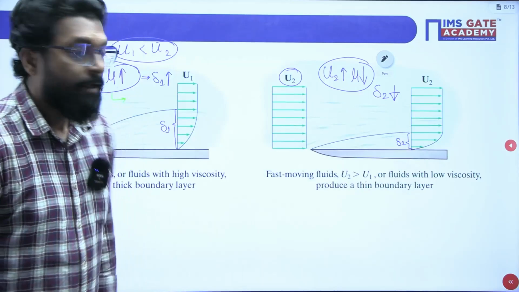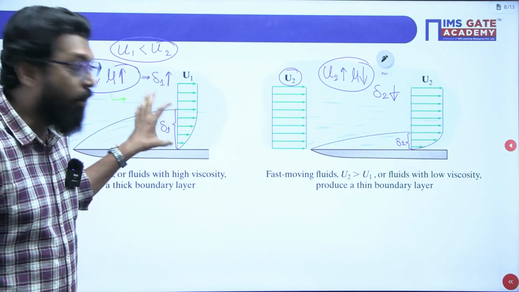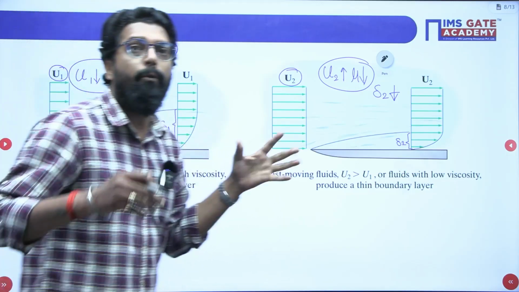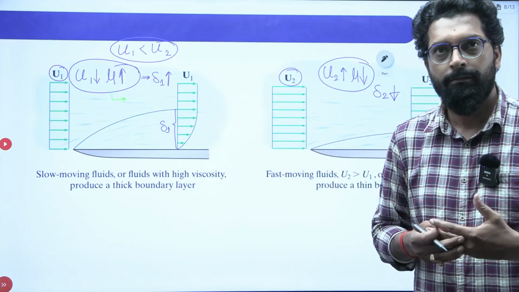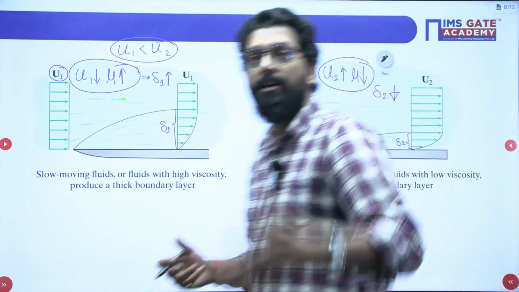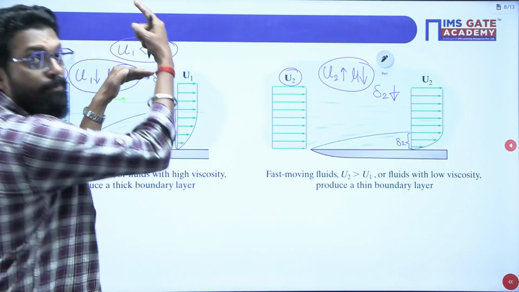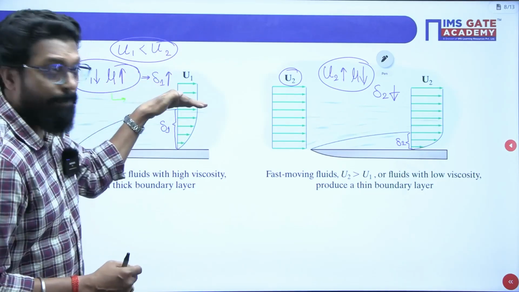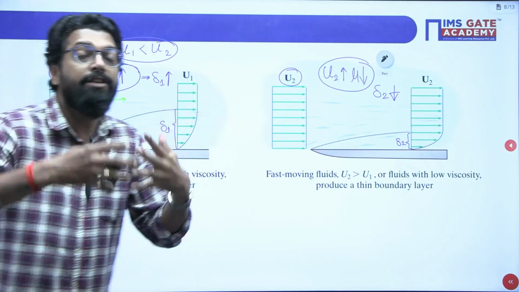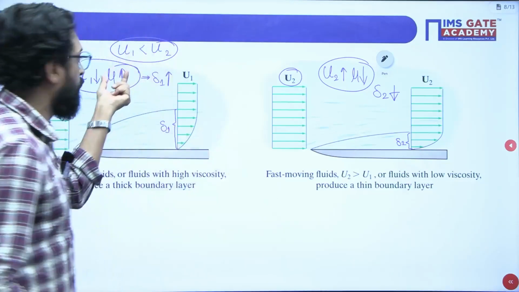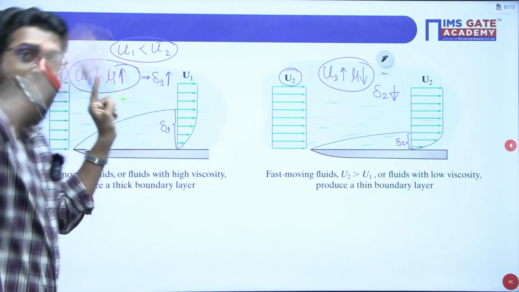Why? See, this boundary layer is the formation of a boundary layer. What is the reason for the formation of a boundary layer? Momentum diffusion. Due to momentum diffusion, the boundary layer will be formed. So, the higher the boundary layer, the higher the momentum diffusion. Who is responsible for the momentum diffusion? Viscosity. Higher viscosity, higher momentum diffusion.